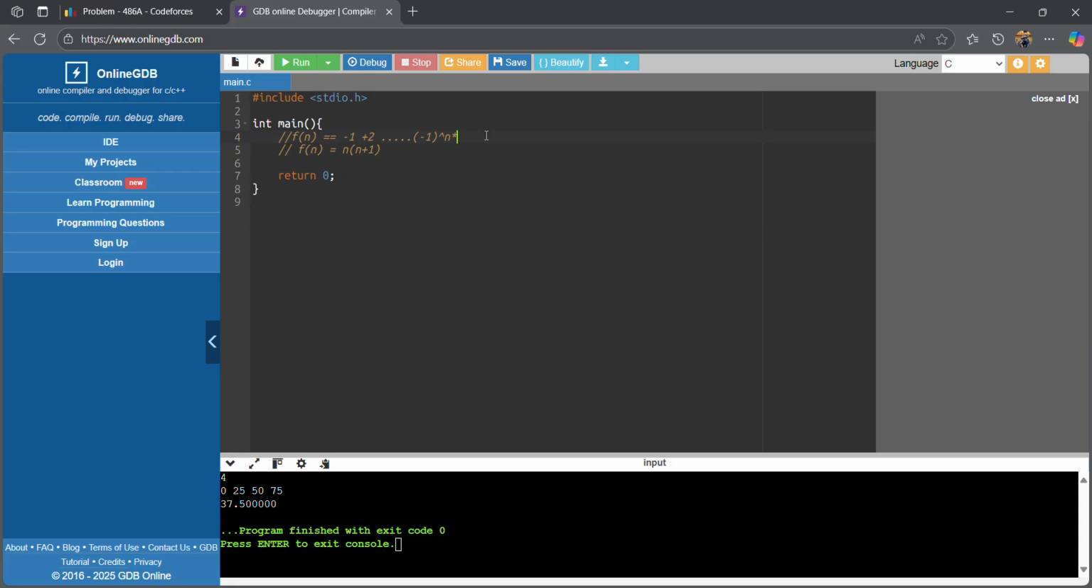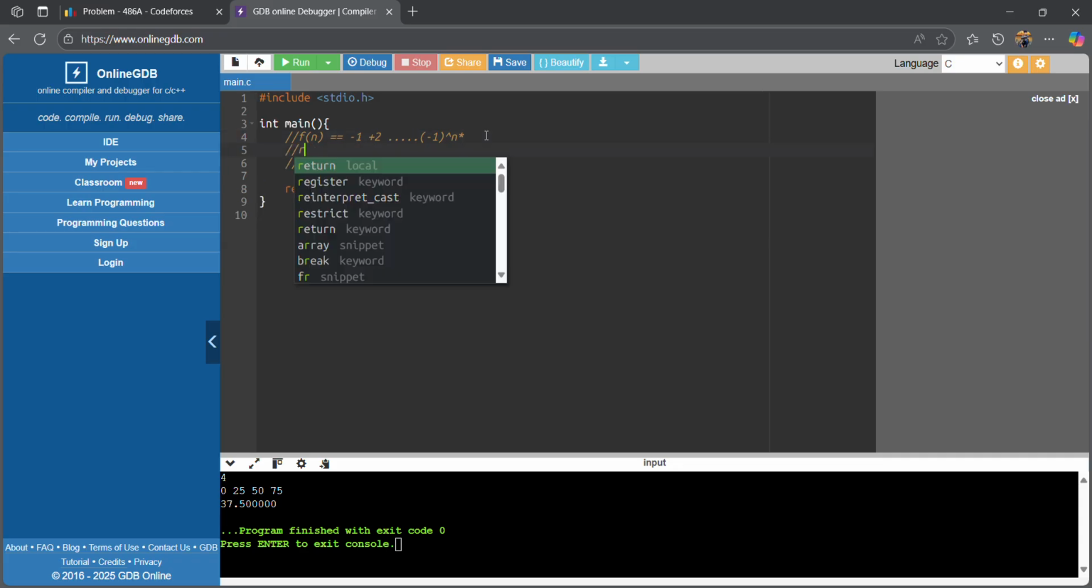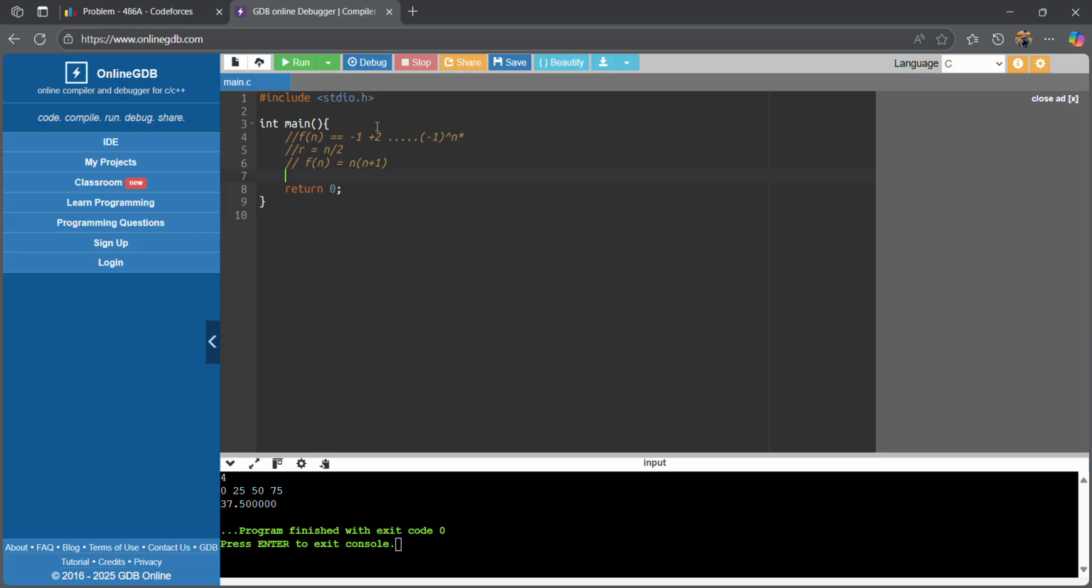So the number of even numbers. Let's say we have r equal to n divided by 2, and it would be integer division. So it would give the number of even numbers in it. So r, and the odd numbers would be, if the value of n is odd, then it will be r plus 1. And if n is even, then it would be r only.